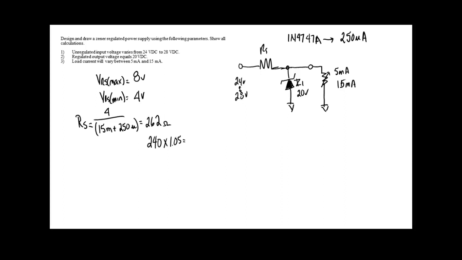So what does that give us? 240 times 1.05? What's that? 252? Looks like it's okay. What we're doing is shooting for something less than that. If it comes up to be more than that, what would we do? We'd go down one more size. So 240 ohms.